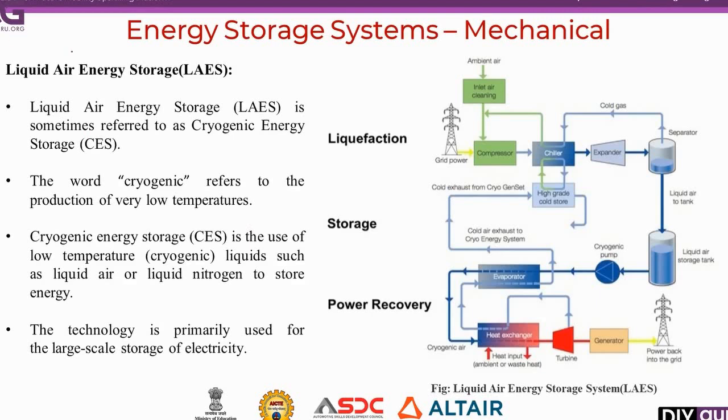Then comes the liquid air energy storage. It is also mainly used in grid connected systems. Here, liquid air energy storage is sometimes referred to as cryogenic energy storage. The word cryogenic is nothing but the production of very low temperature. At this low temperature, we are storing the liquid air or liquid nitrogen, which in turn can be converted into energy. Typically, this type of technology is used in large scale storage of electricity, mainly in grid connected systems.